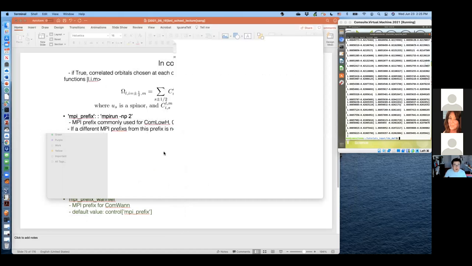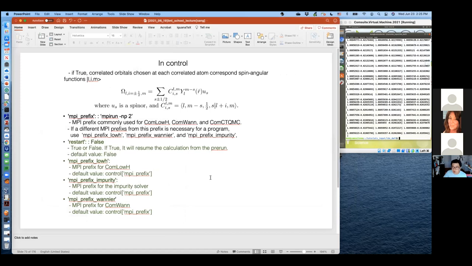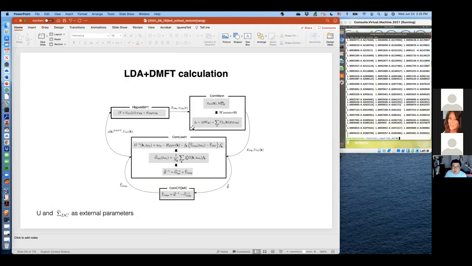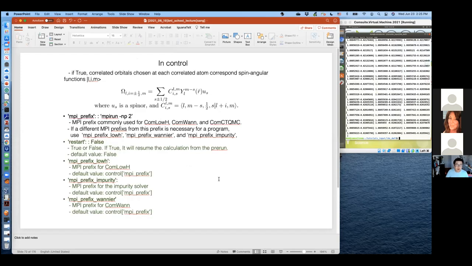Let me continue. As I told you, in the COMSUITE package, in the COMDMFT run, we should call many different modules like FlapwMBPT, combine, ComLowH, and ComCTQMC. In principle, different packages can use different MPI prefixes. But if you don't want that, you can just provide one MPI prefix, and all the packages that run within MPI will use the same one. However, if you want to provide individual MPI prefixes, you can also do so using some of the keys. Their default value is the same as this one.